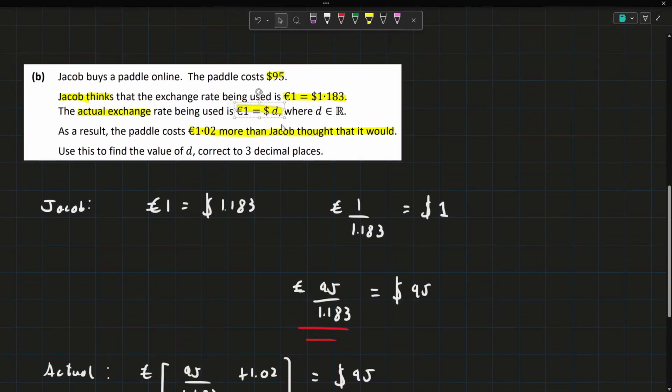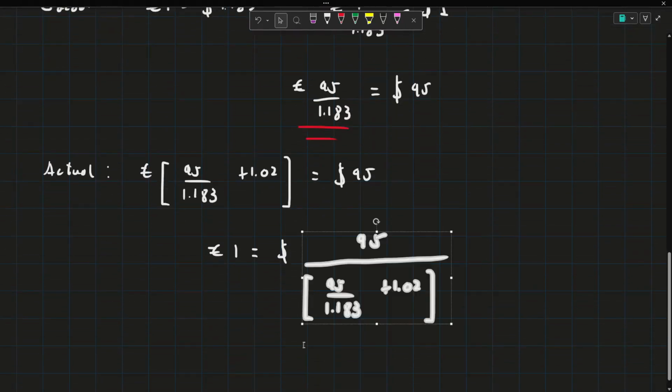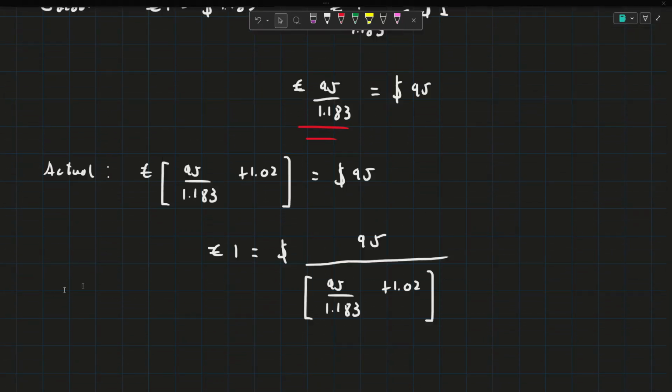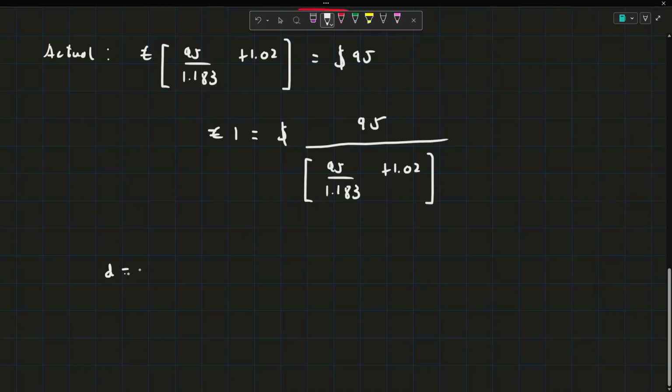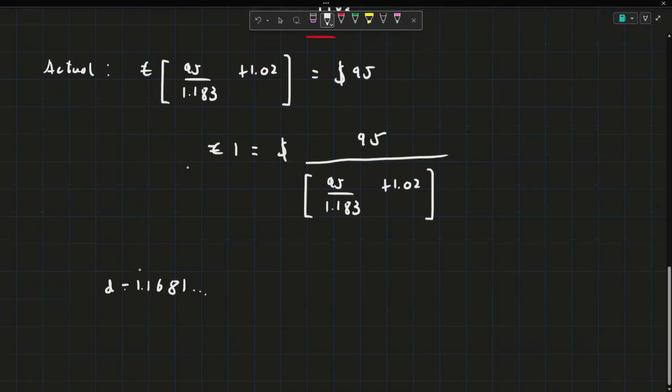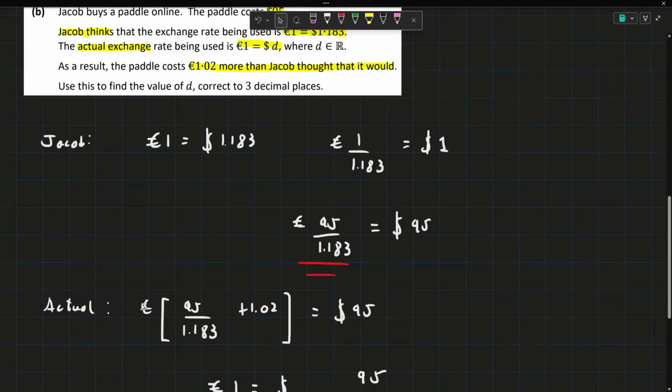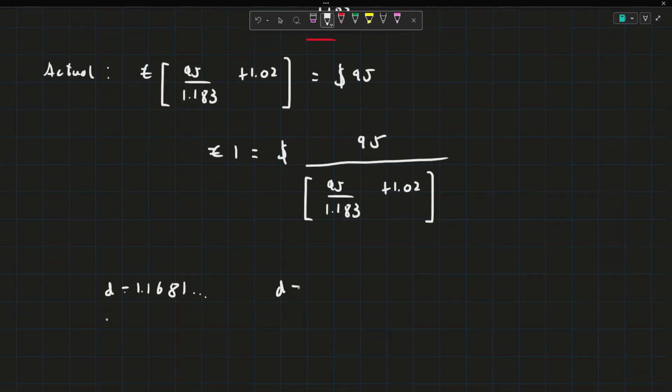So you have €1 equals $D. So this is what D is going to be. So you can just put that into a calculator. And what you get is D equals 1.1681, and the decimal keeps going. They say 3 decimal places. So we're just going to say D equals 1.168.